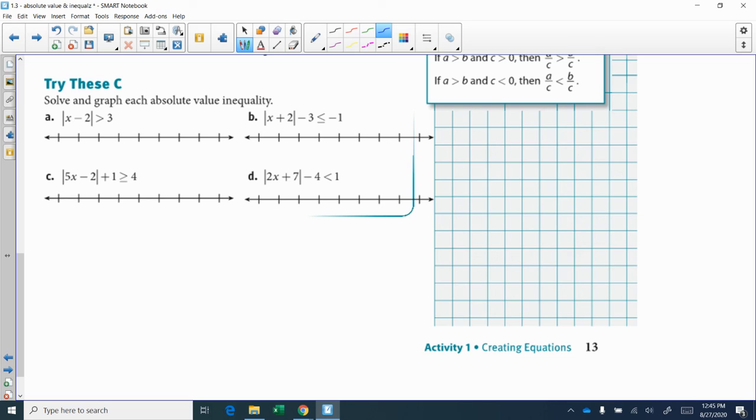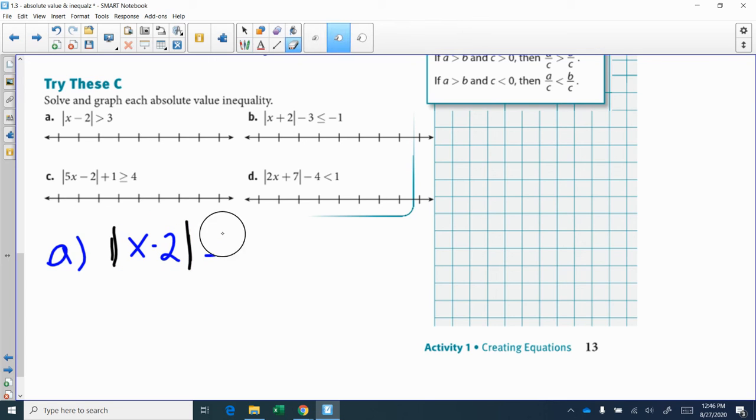So let's go ahead and start with this. I'm going to do letter A to begin with, okay? So if we look at letter A, we have the absolute value of x minus 2 is greater than 3. Or excuse me, I've got yesterday's lesson on my mind.